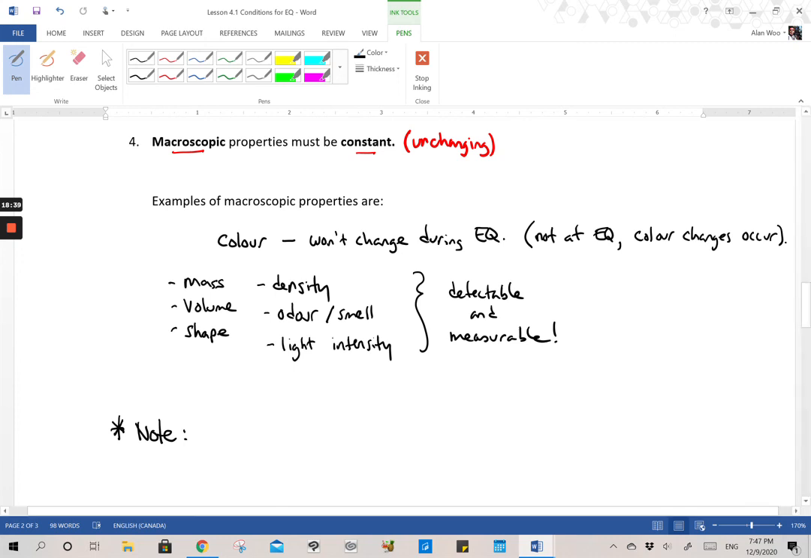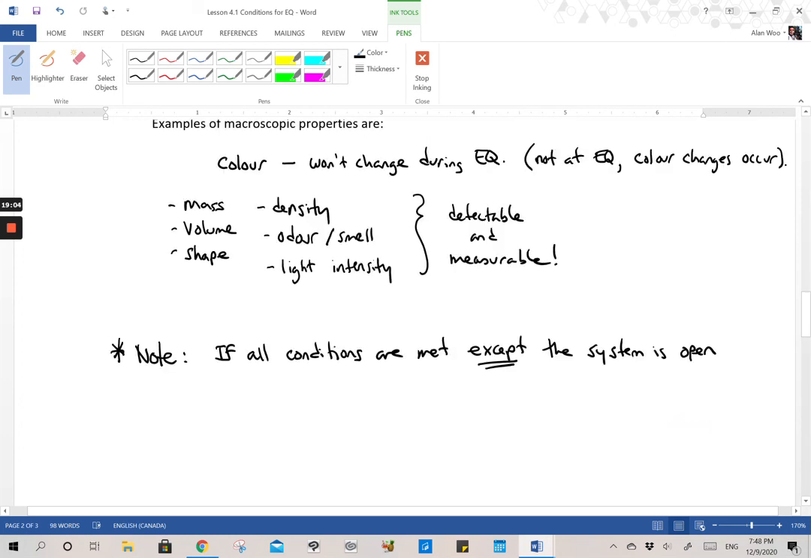Okay, so if all conditions are met except the system is open, then we have a reaction occurring at what we call steady state.